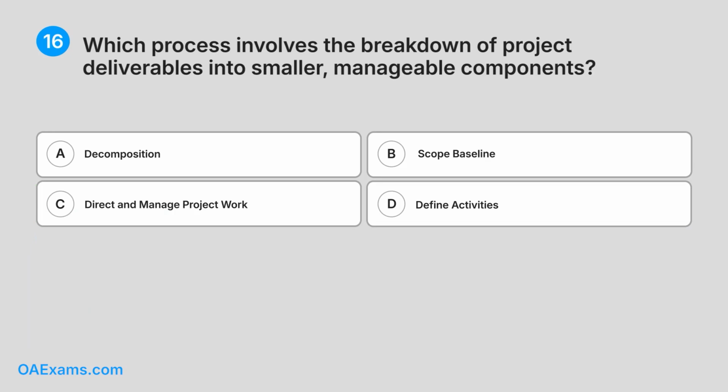16. Which process involves the breakdown of project deliverables into smaller, manageable components? A. Decomposition. B. Scope baseline. C. Direct and manage project work. D. Define activities. Can you guess the answer?